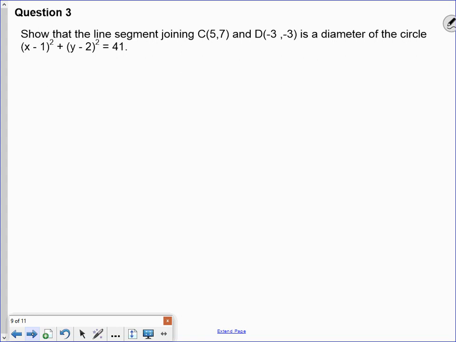We could do it the same way we did the first question, by showing that C and D are on the circle, and then finding the length of that line segment CD and showing that it is the diameter. We use a slightly different method in this one here. So first, we're definitely going to have to show that C and D are on the circle.